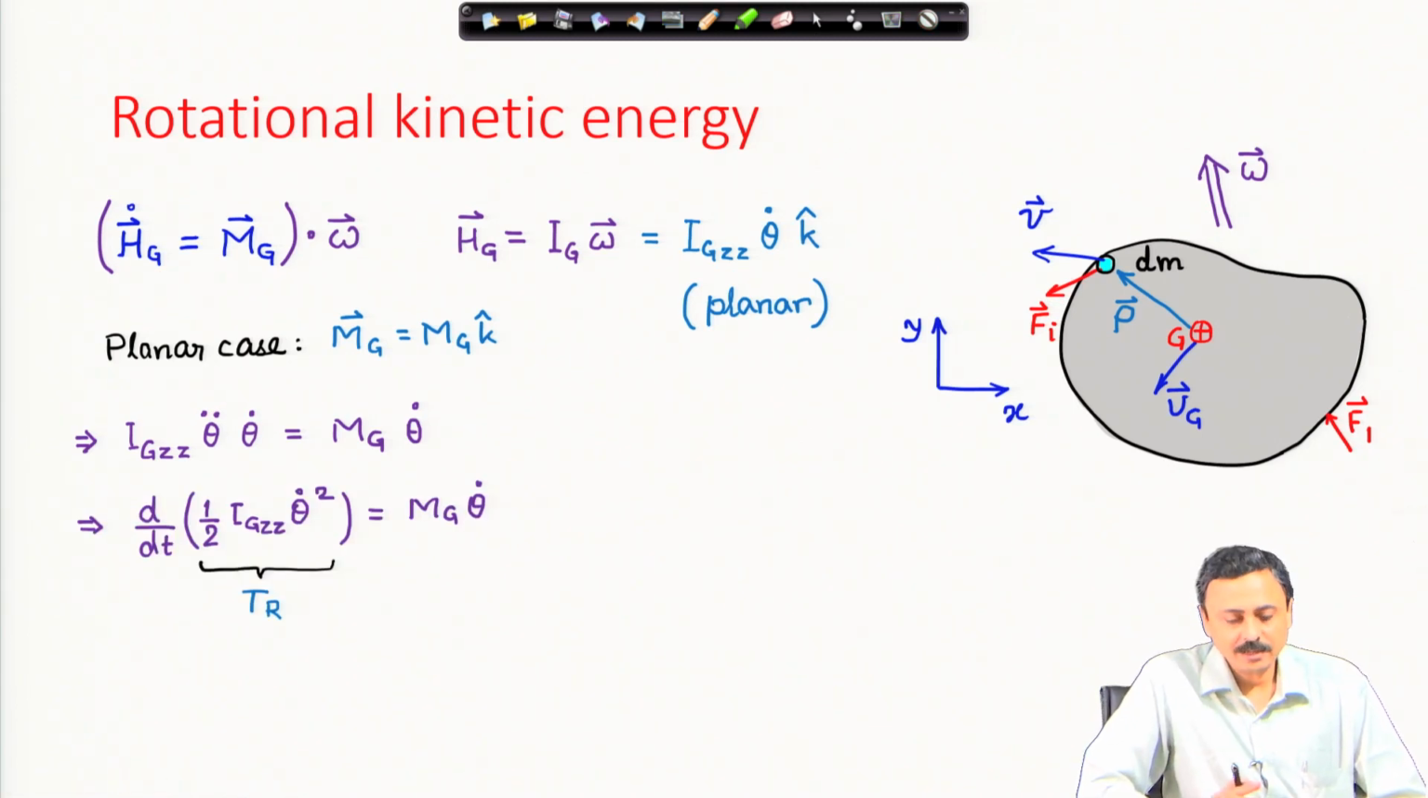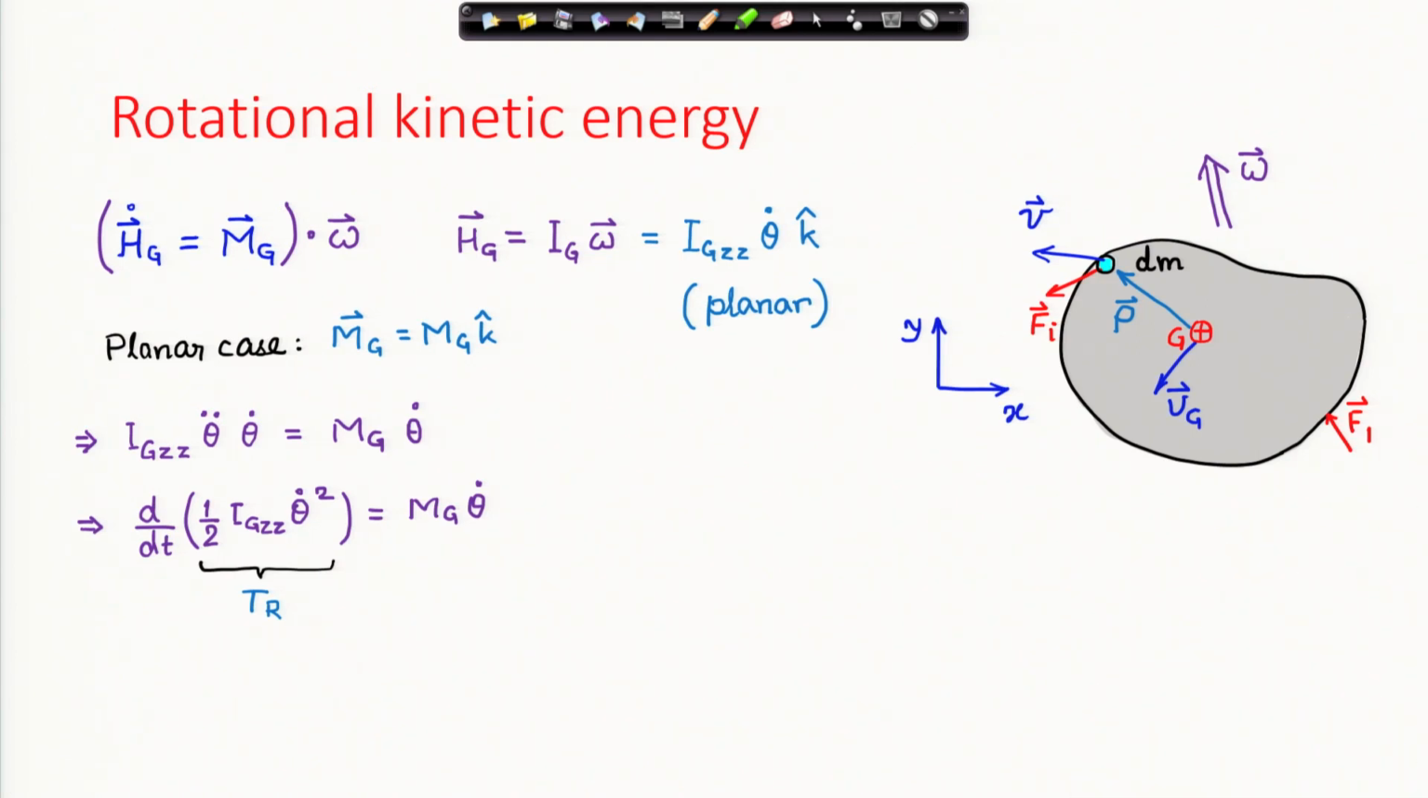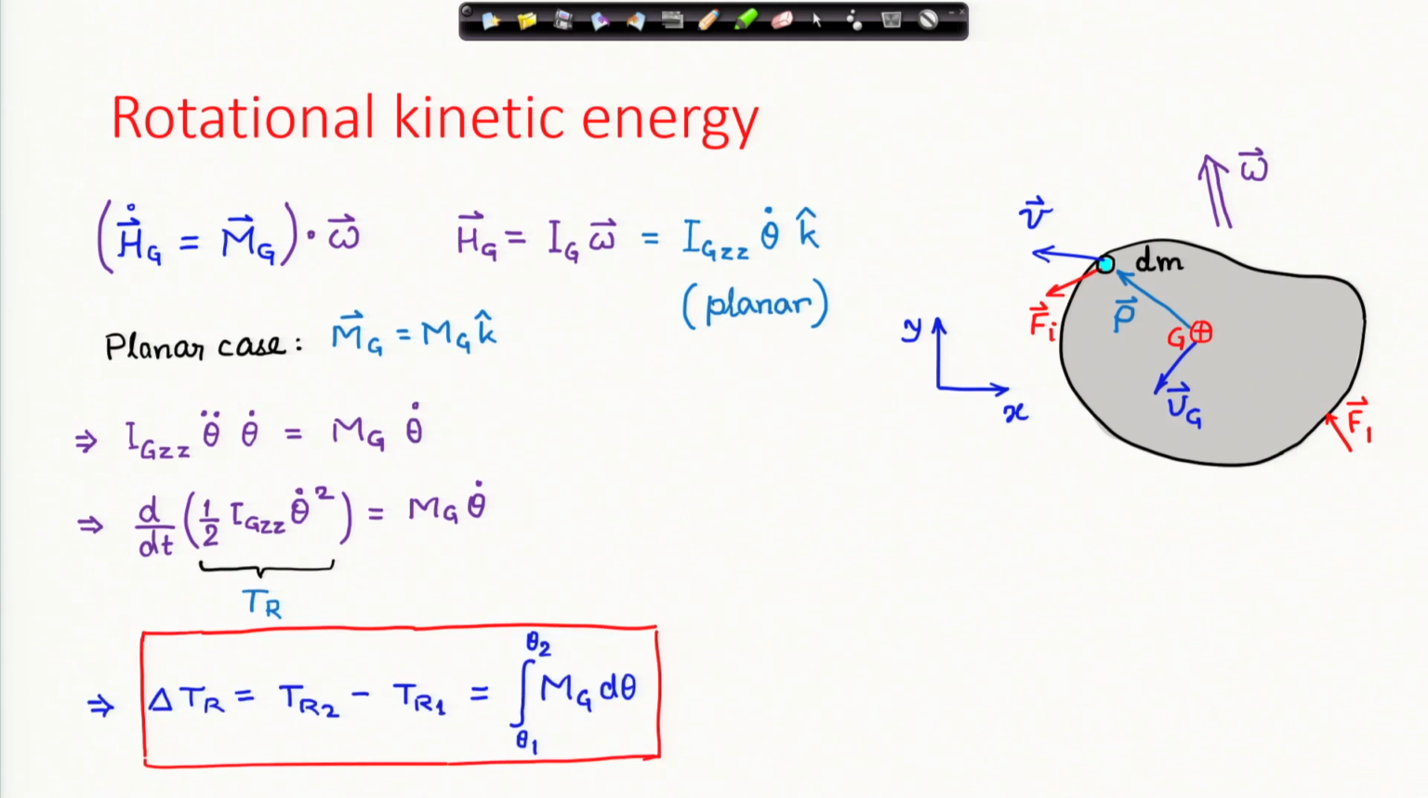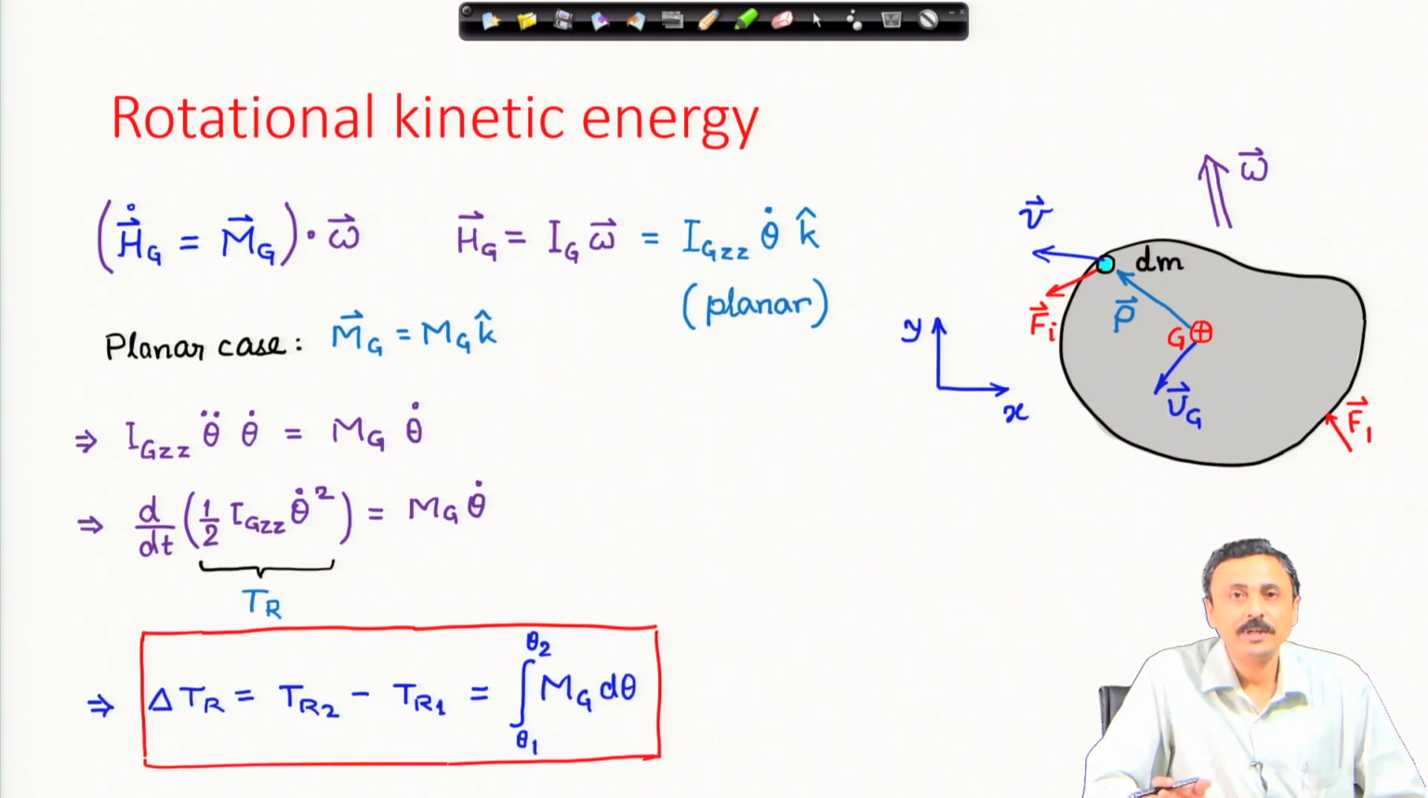Therefore, the left hand side I can write d dt of half I g z z theta dot square, which you will recognize is the rotational kinetic energy. The bracketed term is the rotational kinetic energy, and on the right hand side it is the power fed because of all the moments about the center of mass. Therefore, rate of change of the rotational kinetic energy is equal to moment times the angular velocity.